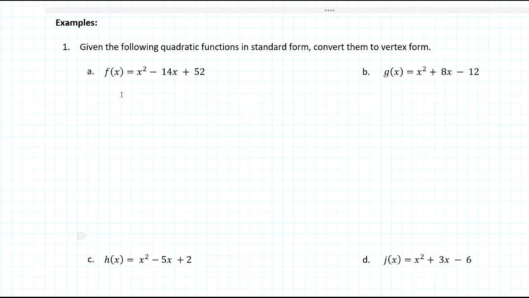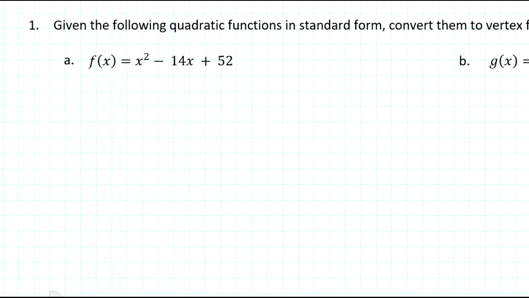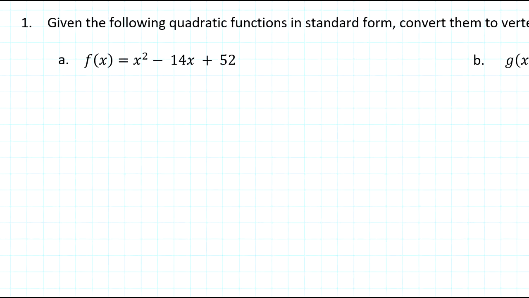The first example we're going to look at is f of x equals x squared minus 14x plus 52. This is going to be a little bit different from when we were solving an equation by completing the square, but we are definitely going to be completing the square here. What I want to do is focus in on just these first two terms. I'm going to ignore the 52 for most of the problem here, so I'm going to complete the square on just these first two terms.